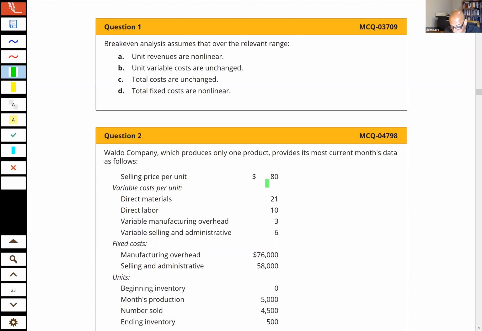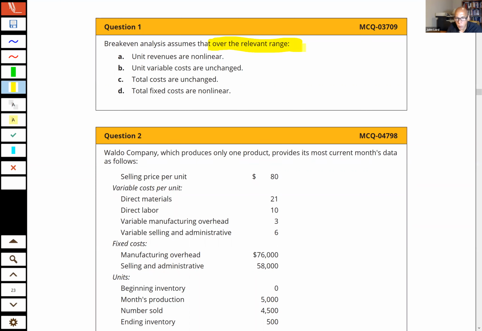Okay, guys, let's go ahead and take our best shot on this one now. We did pretty good on this one. 93% of us got it correct. Okay, so that's good. And the break-even analysis assumes, and over the relevant range, I don't know that I defined that phrase for you.